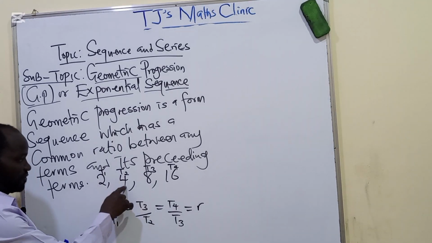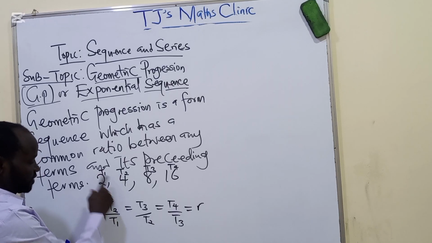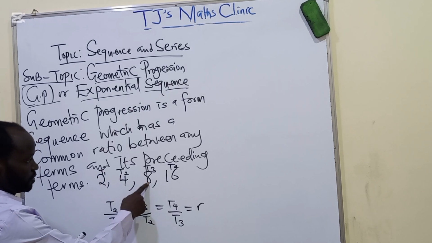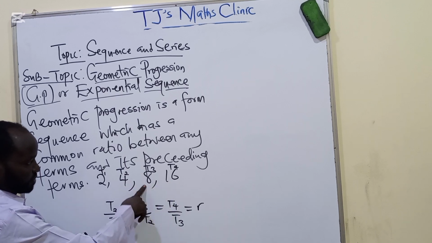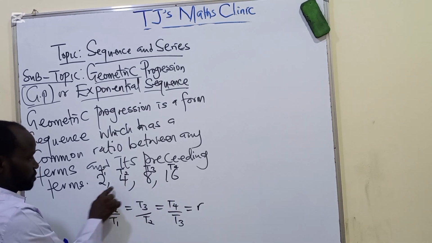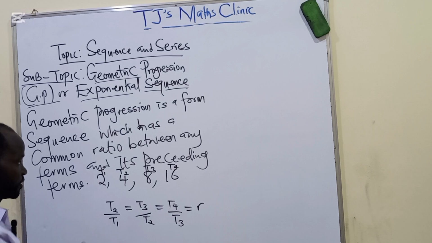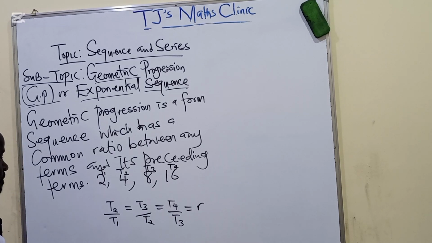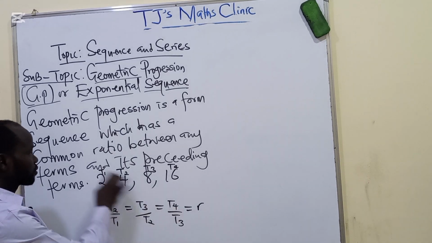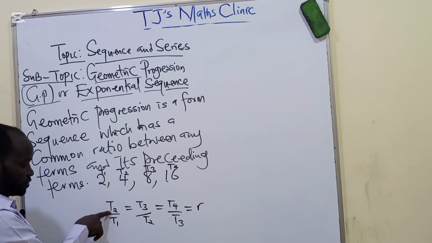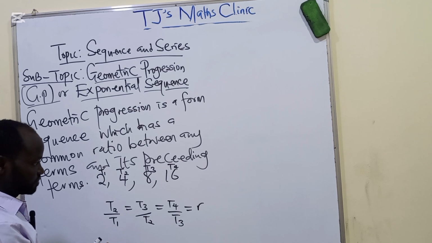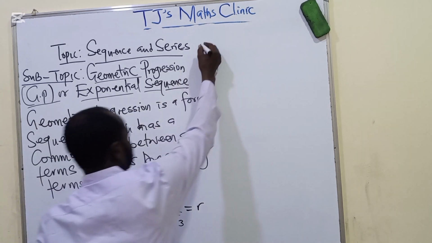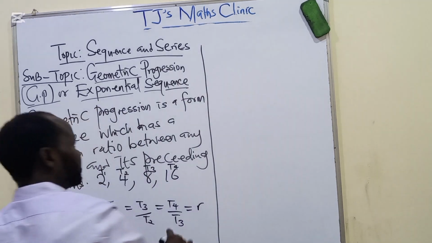Let's look at this concept. 4 divided by 2, that's T2 divided by T1, we're getting 2. Third term divided by the second term, we're getting 2. Fourth term divided by the third term, we're getting 2. So this is geometric progression. And the difference is what we call the common ratio, because T2 divided by T1 is the same as T2 ratio T1. So this is the concept. Okay, very important. So let's analyze all the formulas involved.